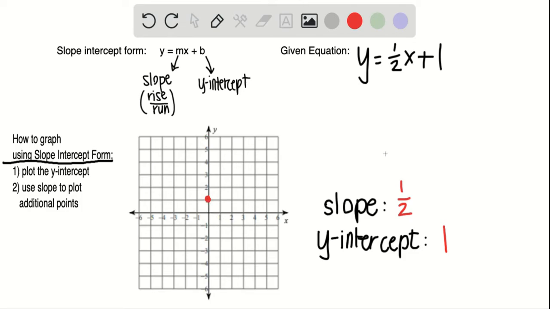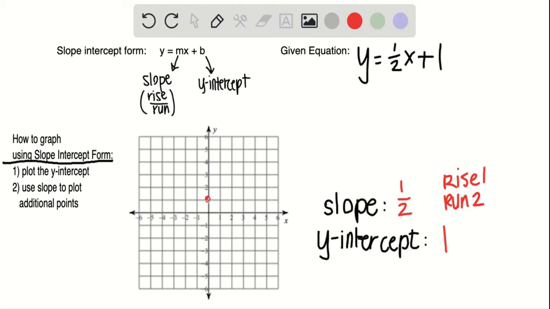So my slope is 1/2. Remember, slope is considered rise over run. So 1/2 means I will rise 1 and run 2 because it's a fraction. 1/2, rise over run, means rise 1, run 2.